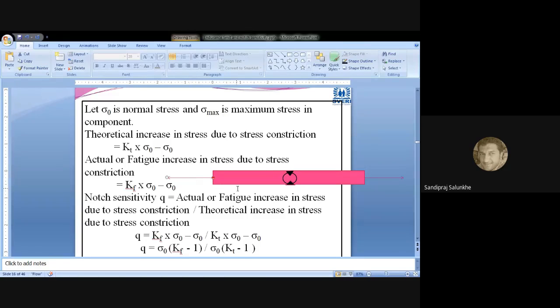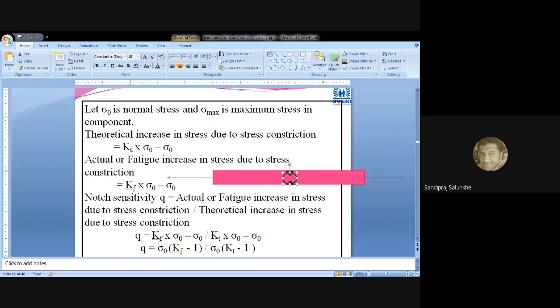Okay, so first of all what we'll do, we'll consider that sigma 0 is the normal stress in any component. Suppose we are going to consider this shaft, in this shaft other than this notch, rest of the part, that sigma 0 is the normal stress. Okay, and sigma max is the maximum stress at this circle. This sigma max is the maximum stress.